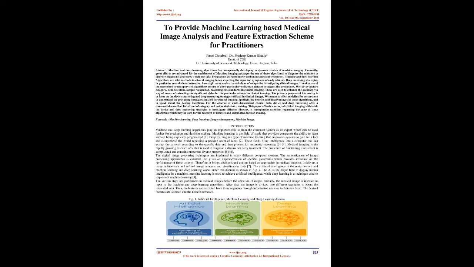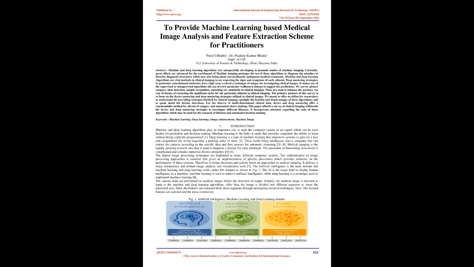For the study of multidimensional clinical data, machine and deep learning offer a commendable method for creation of classification and automated decision making. This paper offers a survey of clinical imaging within the machine and deep learning strategies to investigate different illnesses. It incorporates attention regarding the suite of those algorithms which may be used for the analysis of illnesses and automated decision making. Keywords: machine learning, deep learning, image enhancement, machine image.